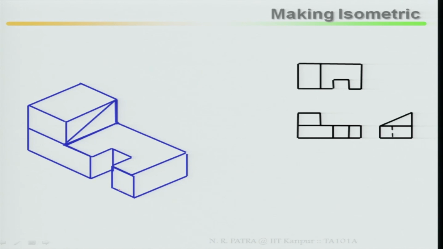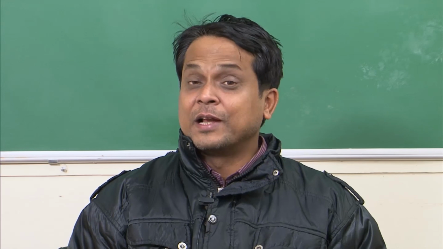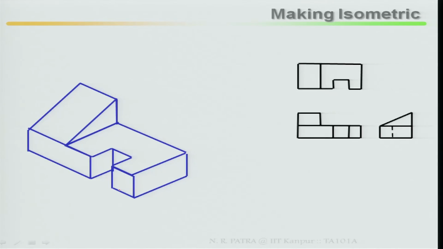Look at it. How easily it has been done. You can cross check. If this is your isometric drawing or isometric view, you can take the directions. You are looking from this direction, this is your front view. You are looking from this direction, this is your right hand side view. In third angle projection, you are looking at the top. This is your top view.